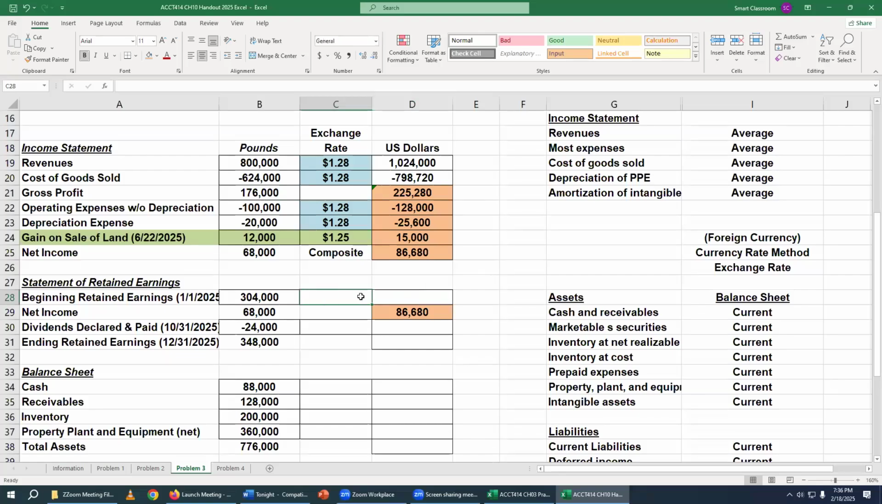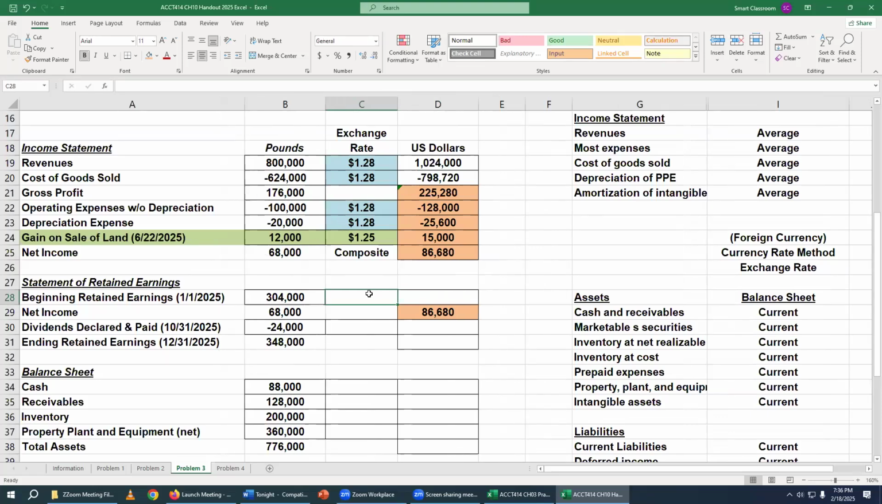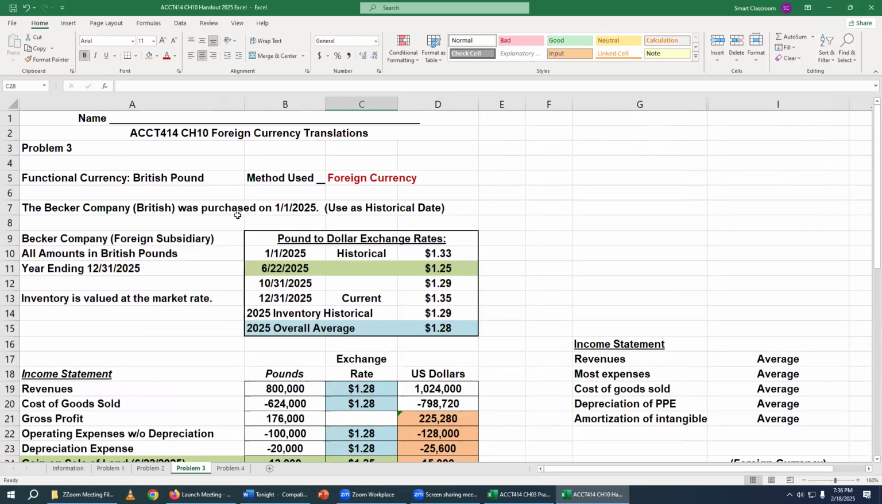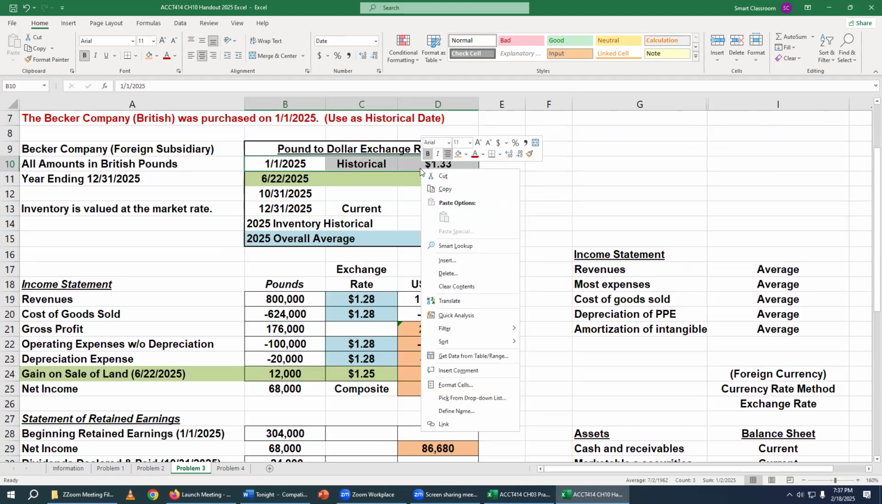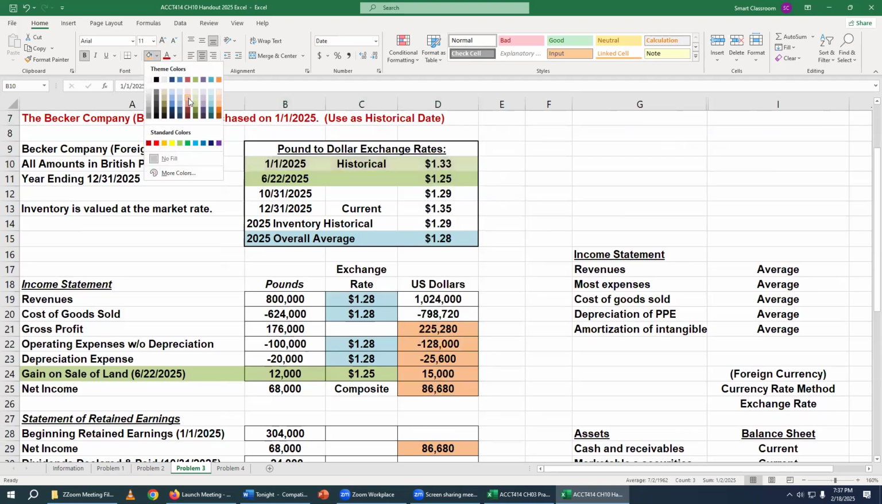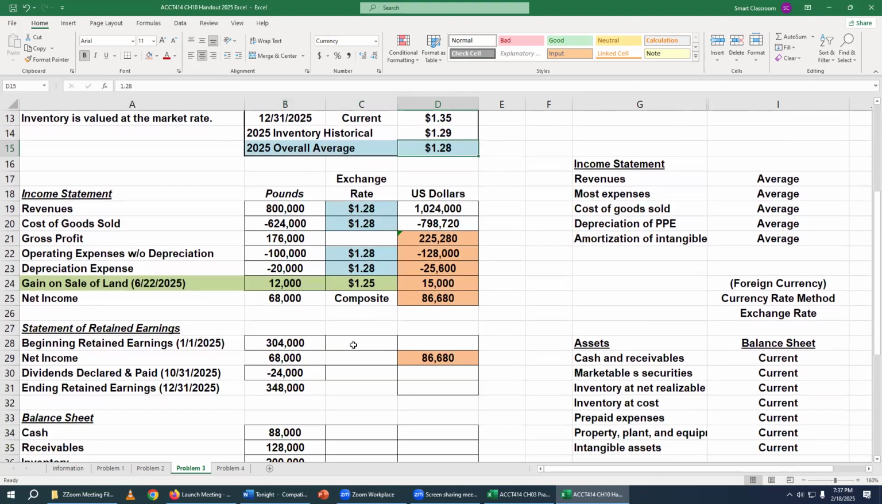Okay. Retained earnings. Now, these are going to be a composite rate after the first year, but the first year is going to be whatever you put them on the books for. And this is the first year, 1/1/25. So we're going to take the historical rate from 1/1/25, which is that. And we haven't used, how do we use red yet? Let's use red. We'll use red for the historical rate.